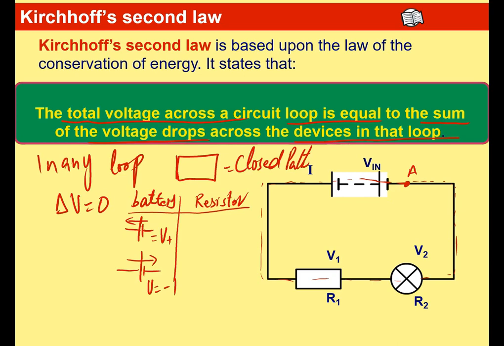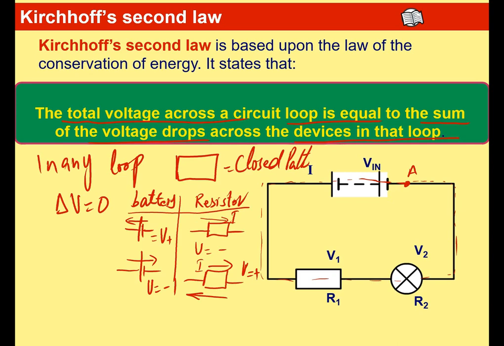For a resistor, we need to understand how we will use this convention. If we go in the direction of current, let's say our current is flowing this way, if we go in this direction, V should be negative because energy is used by the component, so V will be negative, meaning voltage is lost or voltage is dropped. On the other hand, if current is flowing this way and we go in the opposite direction, then V should be positive because we will gain voltage.